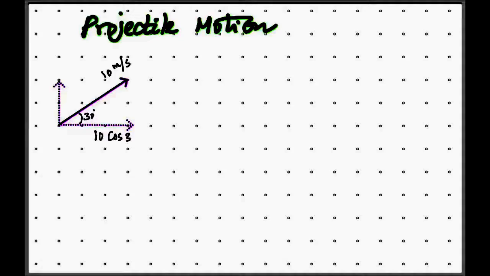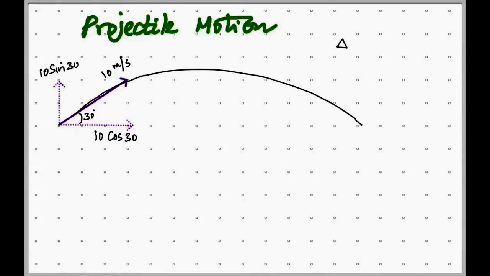10 cosine 30. And this would be 10 sine 30. Okay. Delta y is what? 0. That's the most important point. Would it be 0 all the time? No. What if it lands back on a table? Then it would be positive, the height of the table. If it lands into a hole, it would be negative, the depth of the hole.